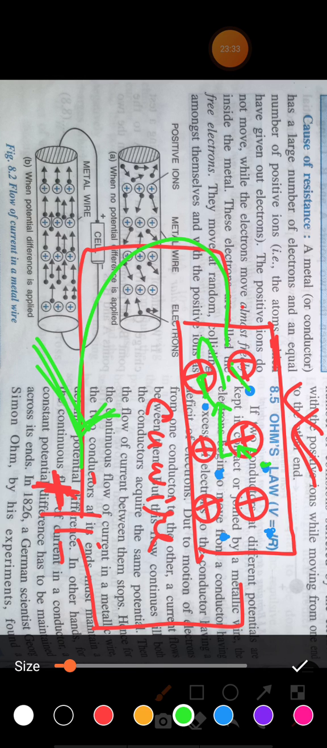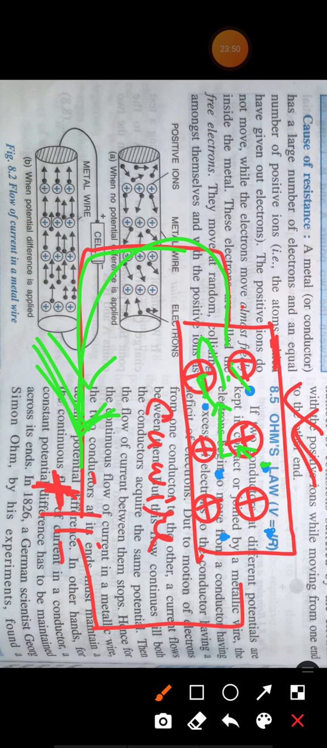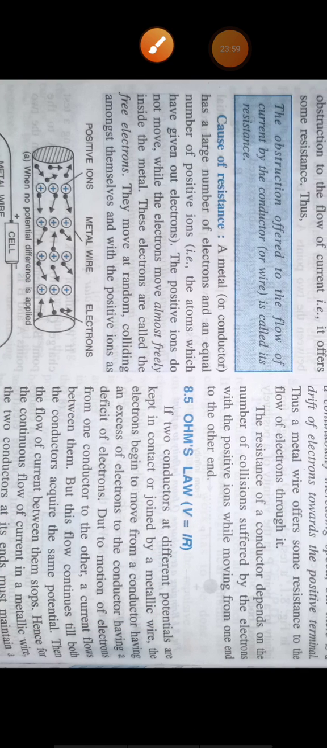This velocity is called drift velocity, because electrons collide, then move some distance, come to rest, and again move some distance. You will learn this drift velocity in the higher classes. So resistance means opposition to the current flow, and what offers the resistance? The material atoms are actually offering the resistance. This is the resistance.